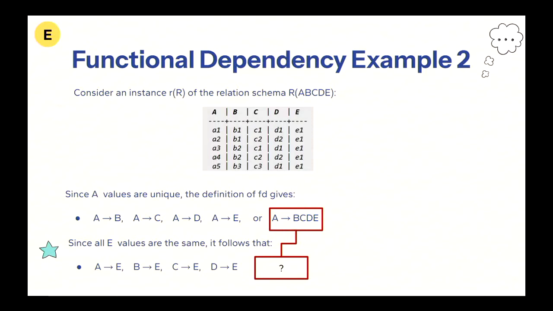But what about A, B, C, D determines E? Does it hold? Can we use A, B, C, D to determine E? Yes, it actually holds, but it's kind of redundant here because it's weaker than any one of the relations here. So if D can determine E, of course C and D can be used to determine E.